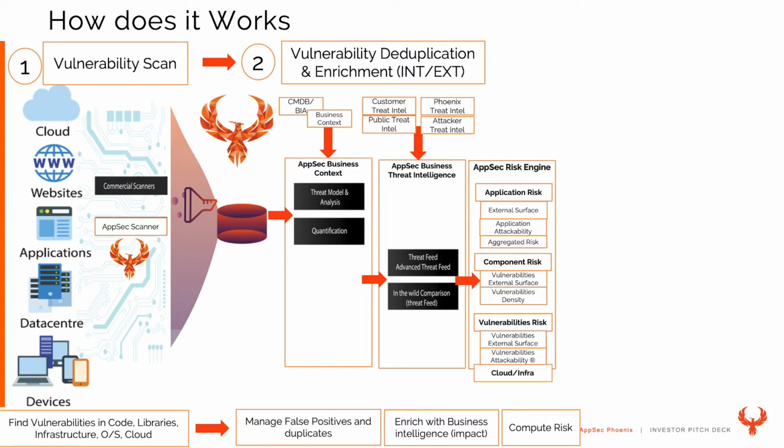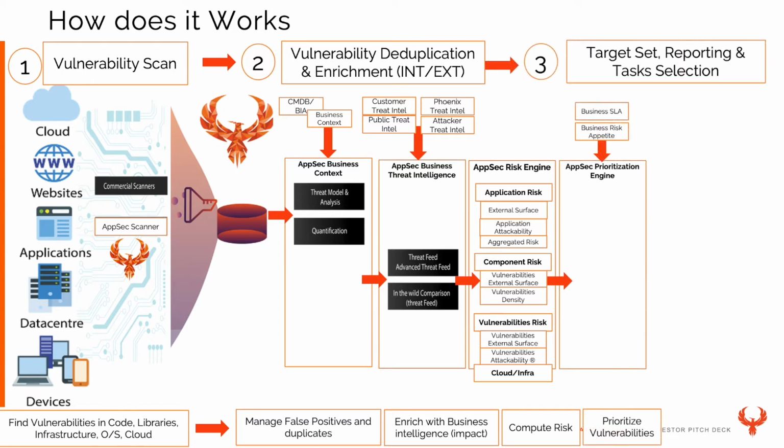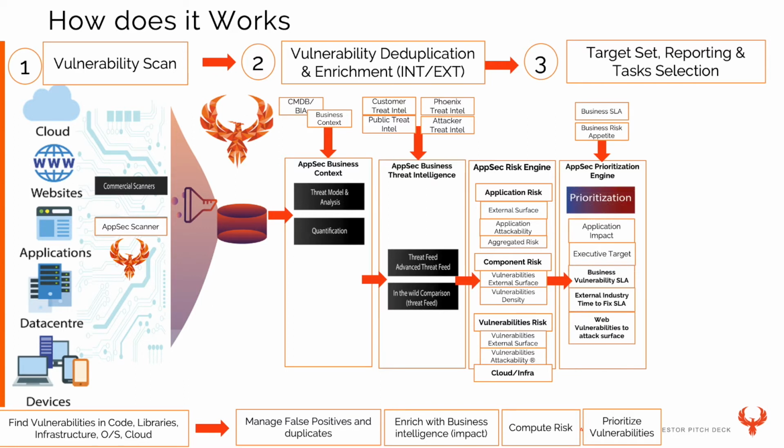And at the last step, we fundamentally compute risk, looking at the vulnerability risk, the component risk, and the application risk, together with where the application is deployed in the cloud or infrastructure, and link all those risks together, taking into consideration elements like attackability, vulnerability densities, aggregated risk, and your attack surface. At this point in time, you set a risk target.